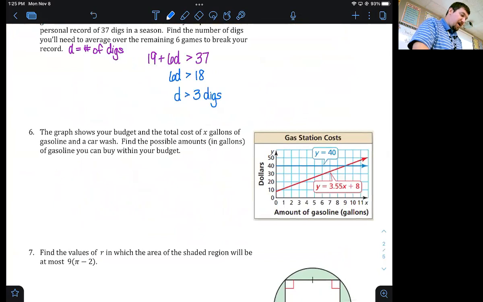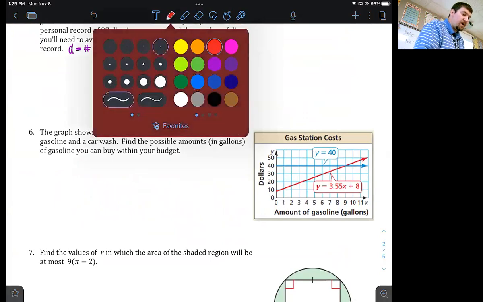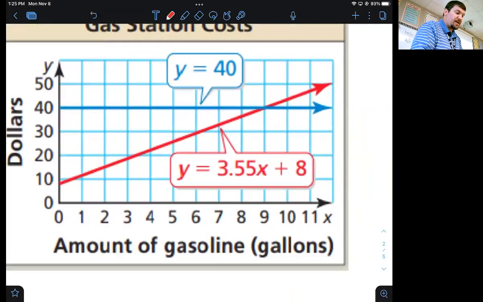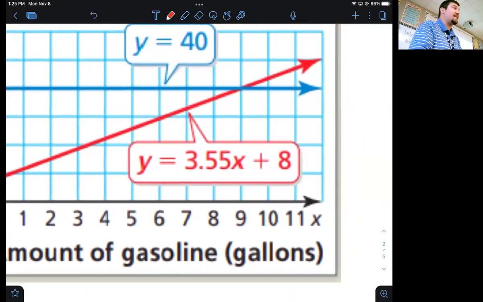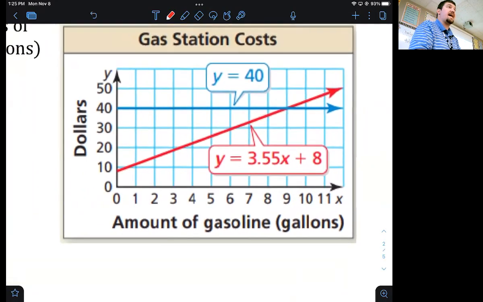It says find the possible amounts of gasoline you can buy within your budget. Remember, you can buy in between. You don't have to buy 6 gallons. You can buy 6.3 gallons of gas. It's possible. So we already have the expressions. 3.55x plus 8, that represents how much it's going to cost you for the gas and the car wash.